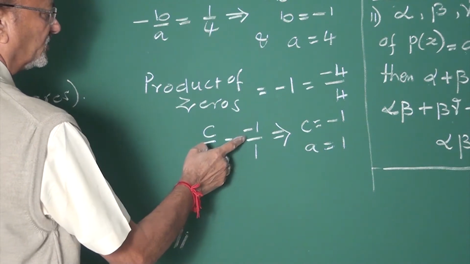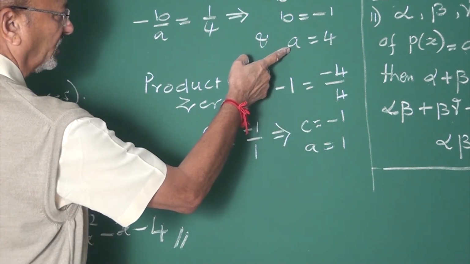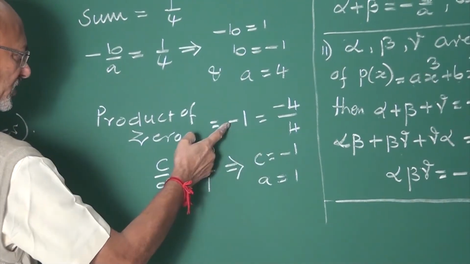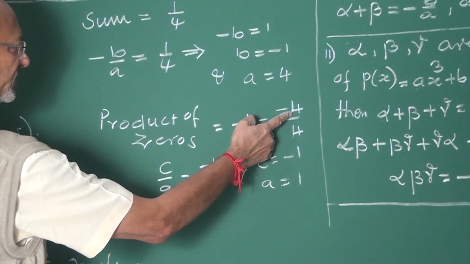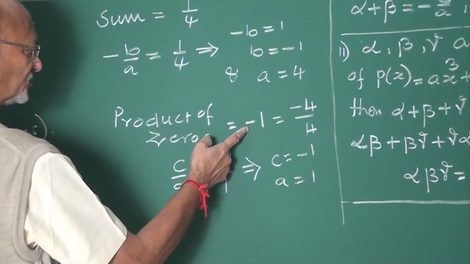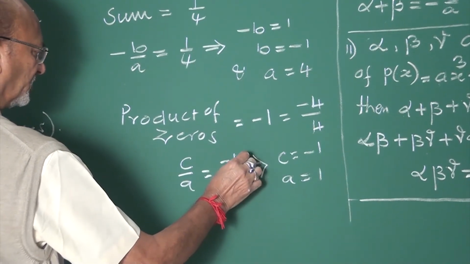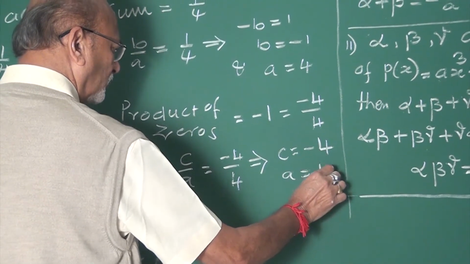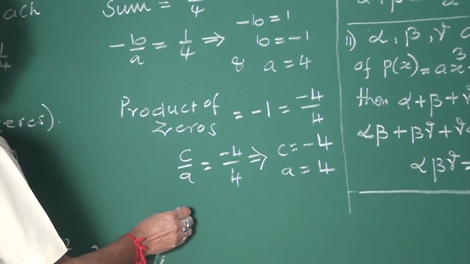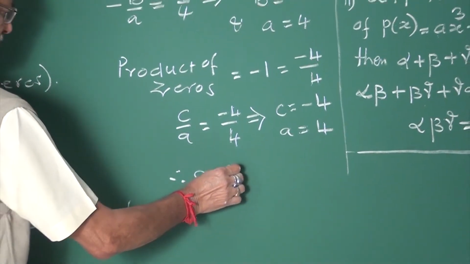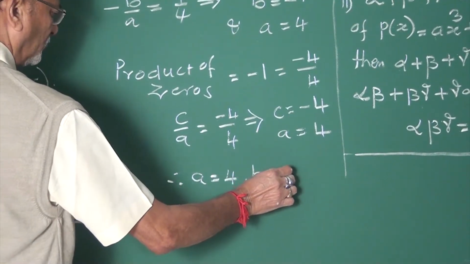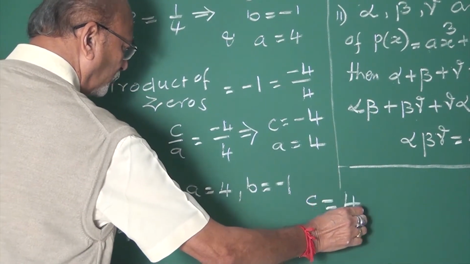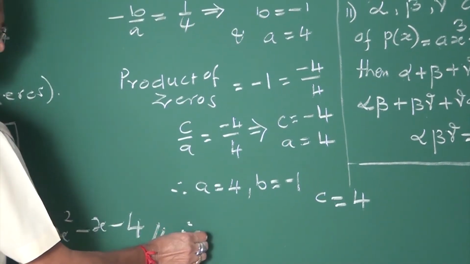Why, my friends, have I written like this instead? Because of your a. What is your a? 4. Then the denominator must be 4. To get minus 1, you must adjust your numerator as minus 4. Why? To get this product. Yes, my friends, it is minus 4 upon plus 4. c is minus 4, a is plus 4. What are the values? Therefore, a equal to 4, b is minus 1, and c is minus 4.